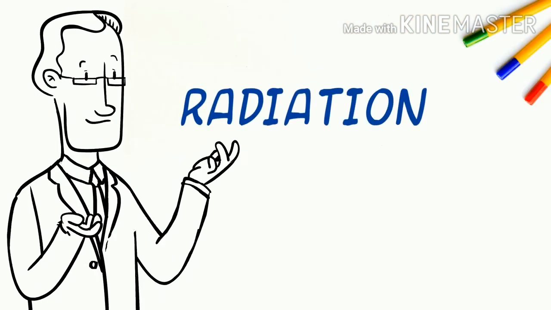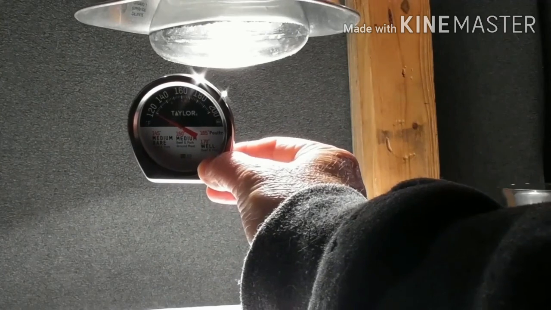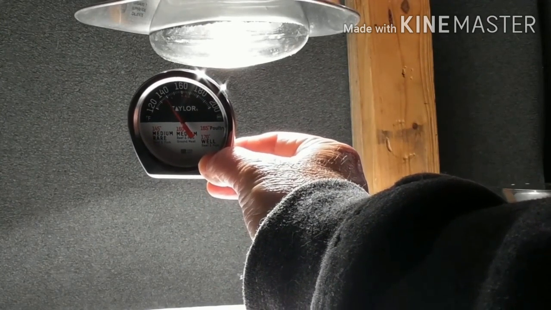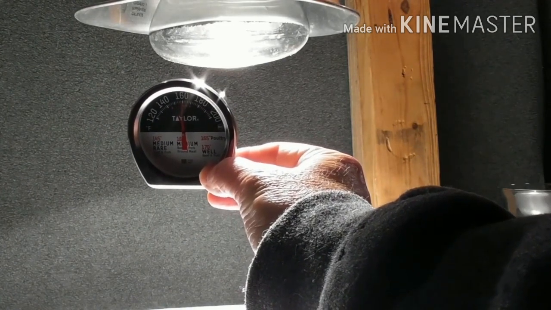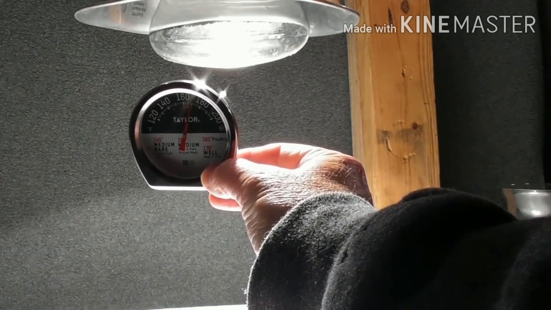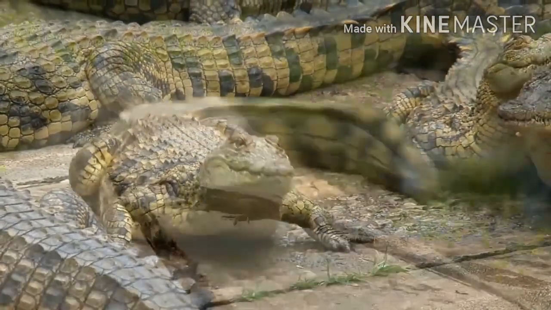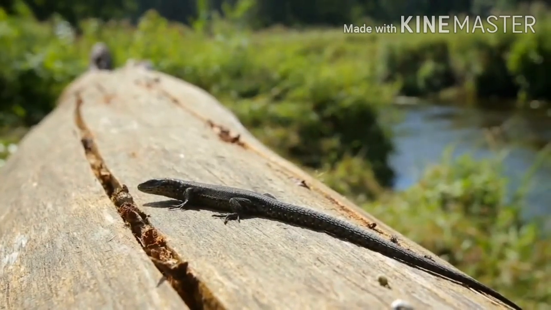Radiation heat is transmitted without any physical contact between objects. Watch how the temperature of the lamp is transferred to the thermometer without touching it. These alligators and lizards use radiation from the sun to warm their bodies.